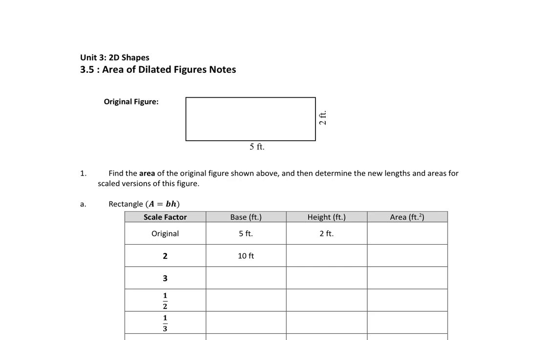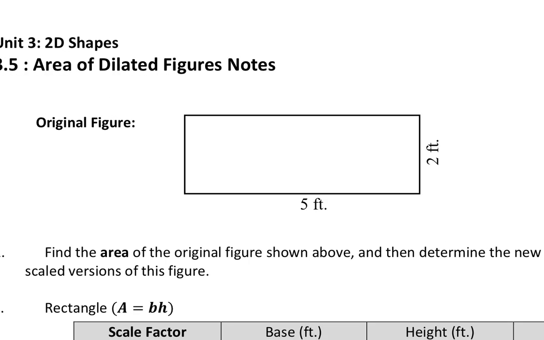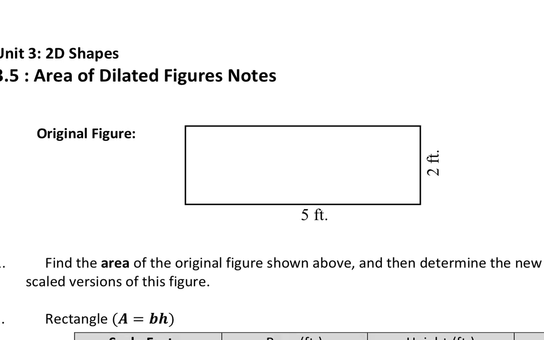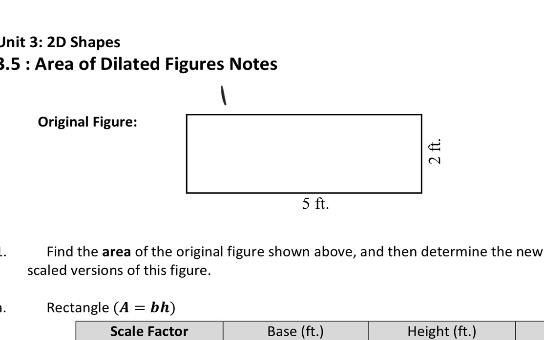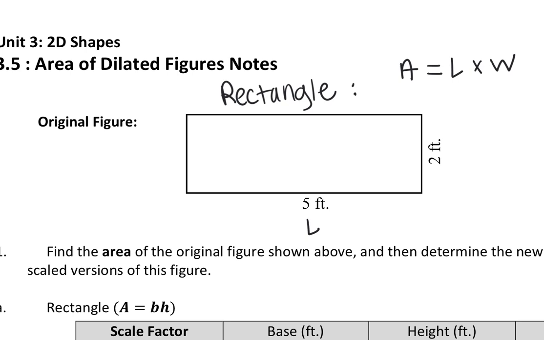Okay, let's start with finding out the area of this original figure, which is a rectangle. So let me get my pen ready. This is a rectangle. And because it's a rectangle, my formula for a rectangle is area, A, equals length times your width. You're multiplying the length and the width. Well, my length, L, is 5 feet, and my W, my width, is 2 feet.